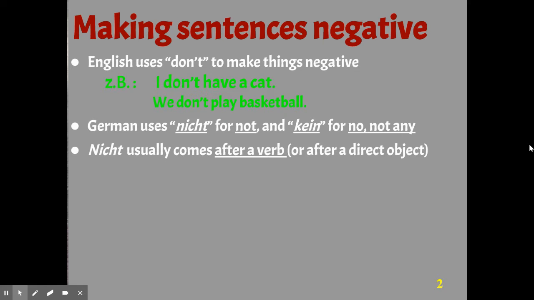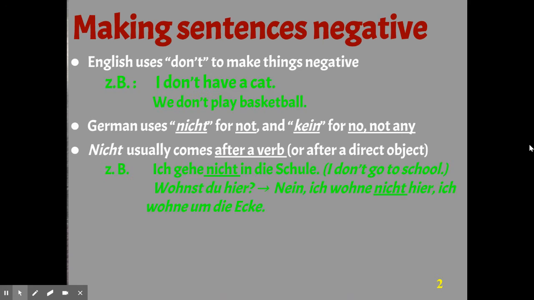Nicht usually comes after a verb or a direct object. For example, ich gehe nicht in die Schule. I don't go to school. Or wohnst du hier? Nein, ich wohne nicht hier. Ich wohne um die Ecke. Okay, do you live here? No, I don't live here. I live around the corner.